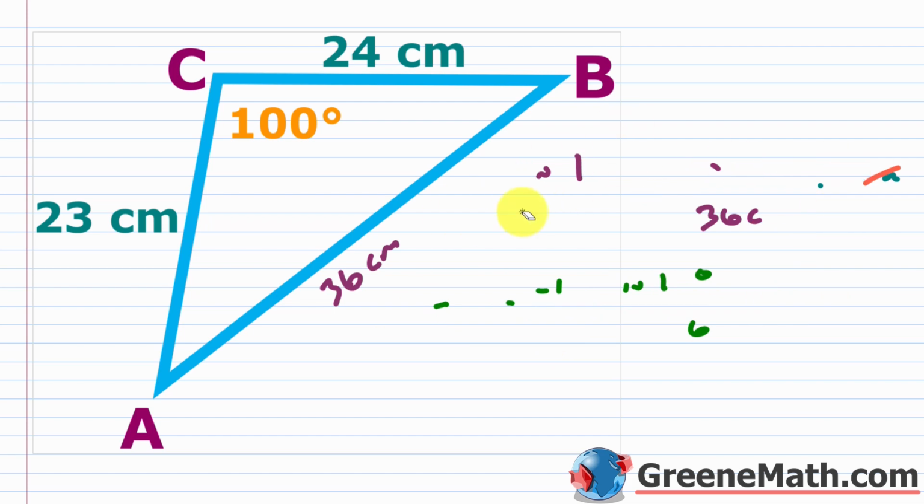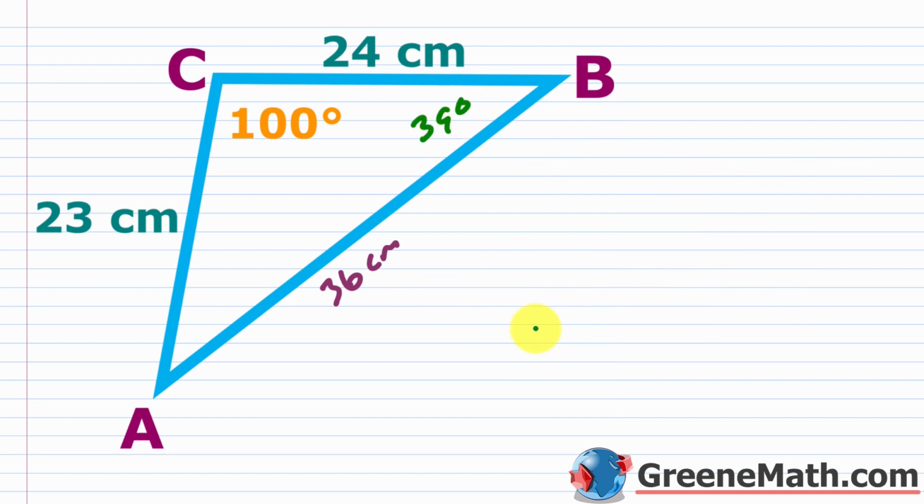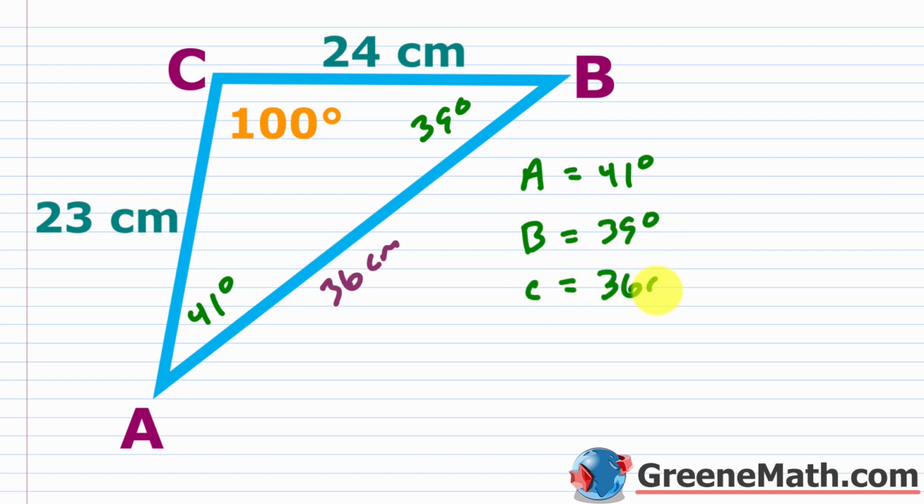So let me get rid of this, and we'll just say that this is about 39 degrees. And again, I can just say 180 degrees minus 100 degrees minus 39 degrees would be 41 degrees. So that's my approximate measure for angle A. So let's just write this out and say the measure of angle A is about 41 degrees. The measure of angle B is about 39 degrees. And then the length for side C is about 36 centimeters.